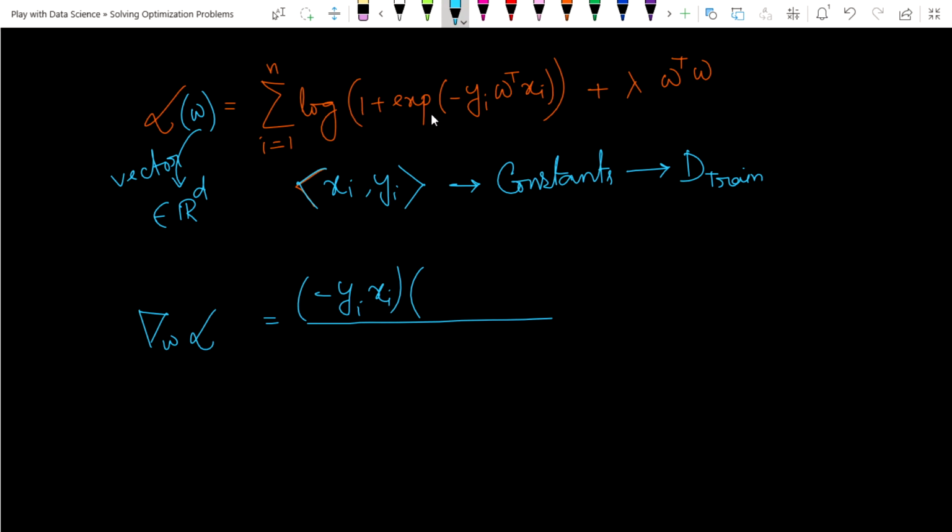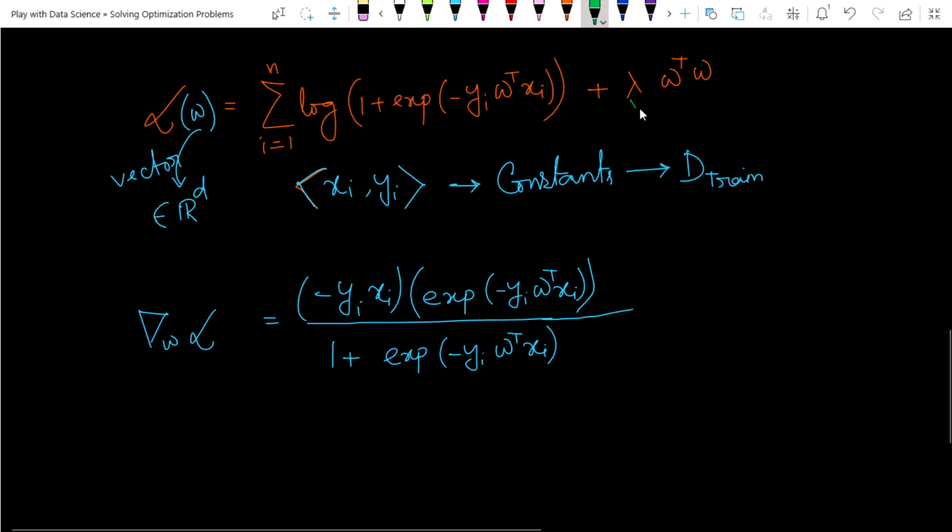Now we come to this portion. Its differentiation gives the exponential of minus yi w transpose xi. Then comes the logarithm portion, 1 plus e to the power of minus yi w transpose xi. Now we come to our regularizer part, which is simply the L2 regularizer.